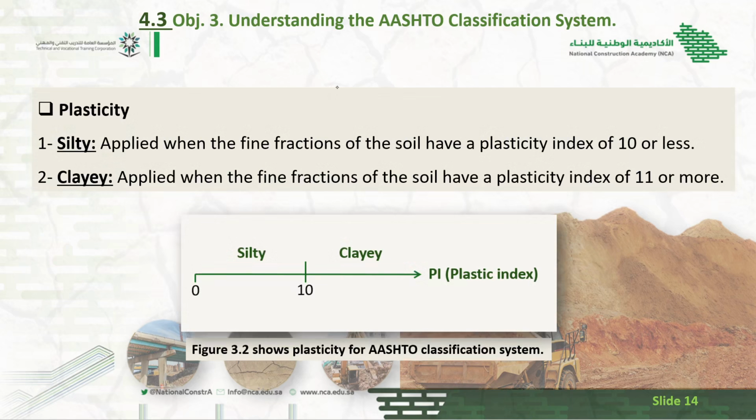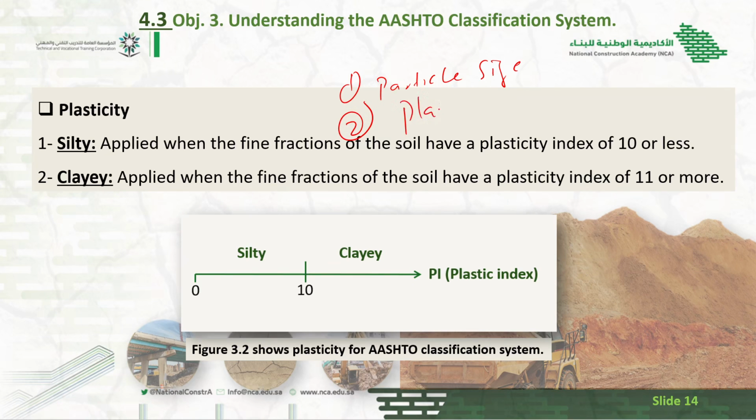We have discussed that in AASHTO we can classify soil by two things. One is the particle size distribution, as we discussed previously. If the size is between 0.075 and 0.002 mm, it is called silt. If it is less than 0.002 mm, it is called clay. So that is on the basis of particle size.